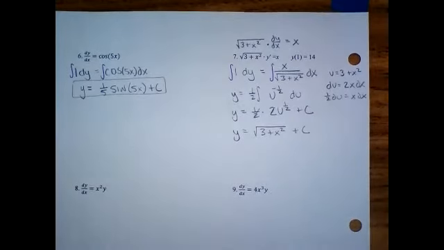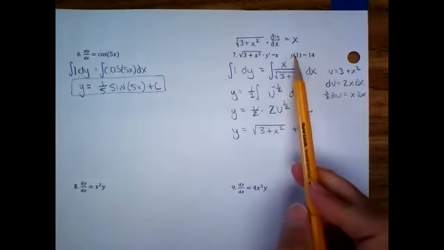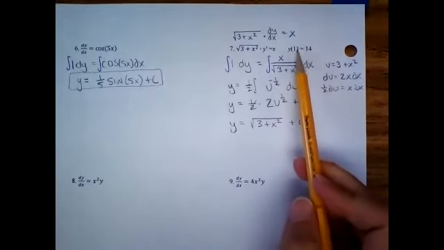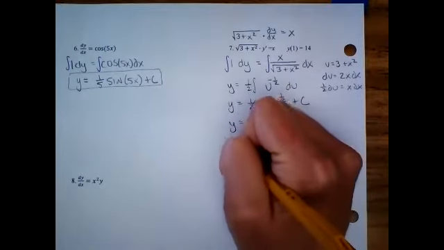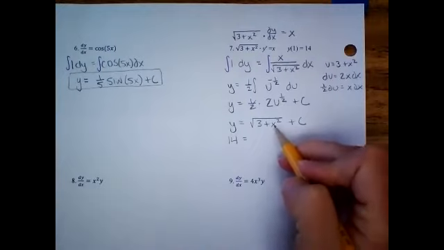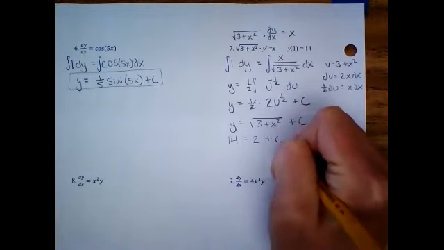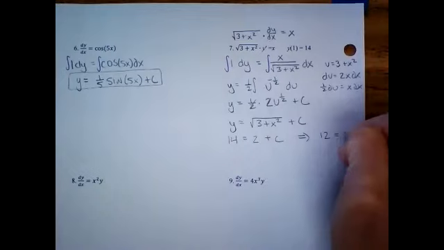All right, that would be the general solution, but we have an initial condition. So we're going to plug this in and find the one particular solution that we're looking for. So we're going to plug in 1 for x and 14 for y. So if x is 1, that would just be 1 plus 3 would be 4. Square root of 4 is 2. And so that gives us that c is 12.